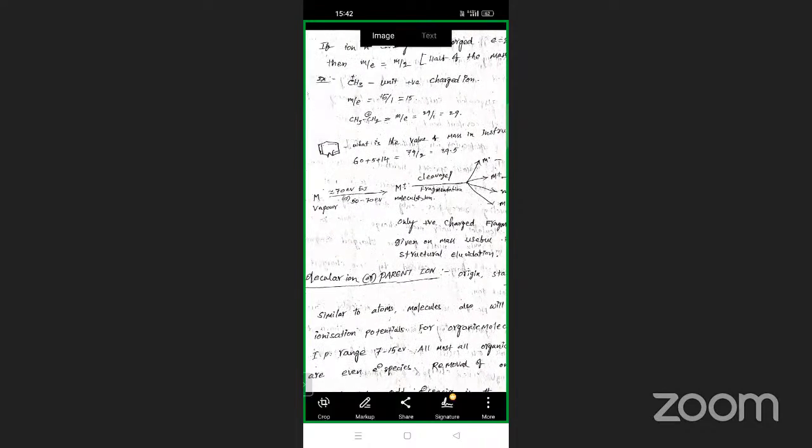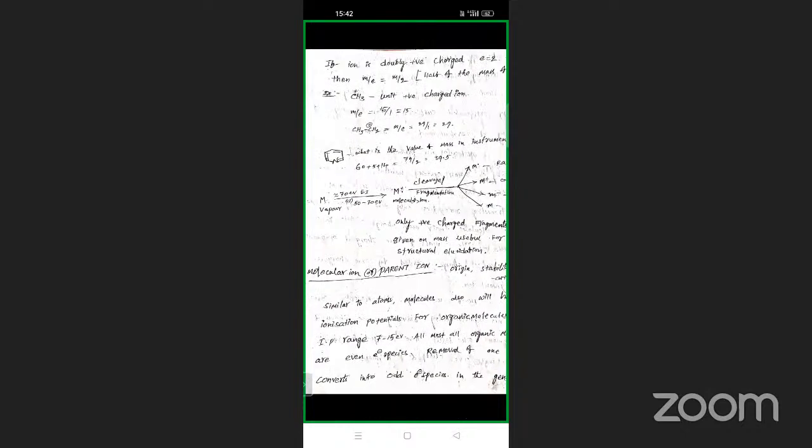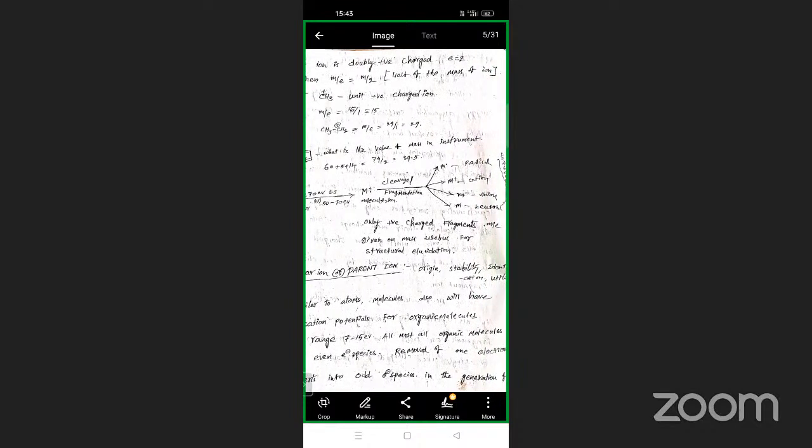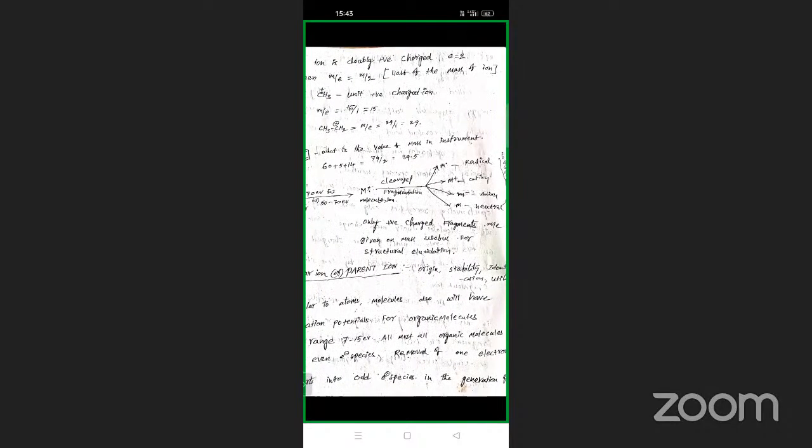Now we can see the scheme of this mass spectrometry. Here is M, the molecule in the vapor state. When it is irradiated with 70 electron volt electron impact, it converts into the molecular ion, and this molecular ion undergoes fragmentation, giving a variety of fragments: a free radical, a cation, an anion, and a neutral one.